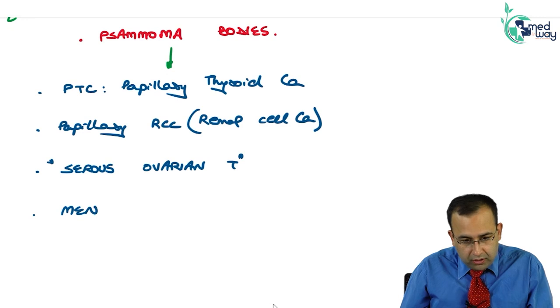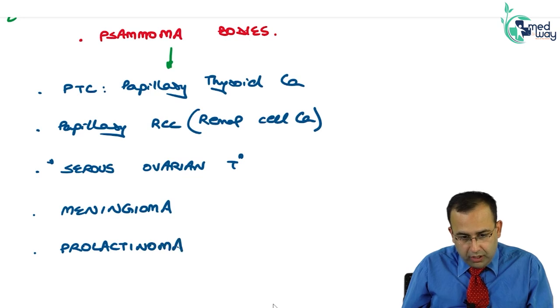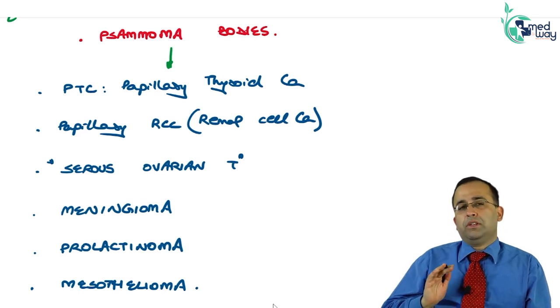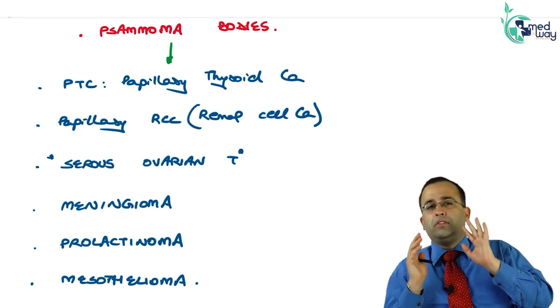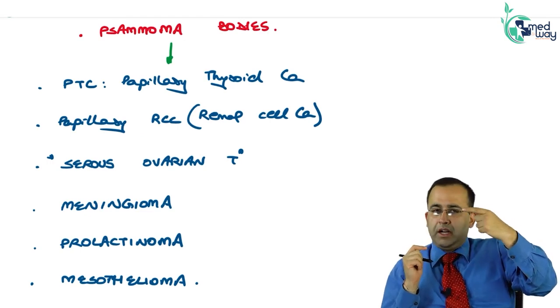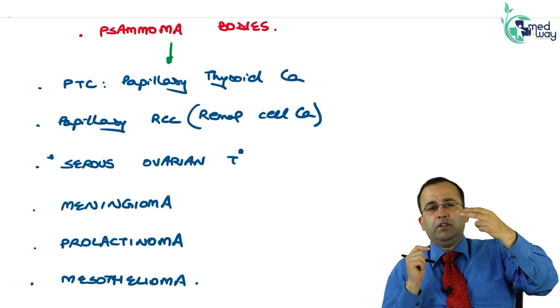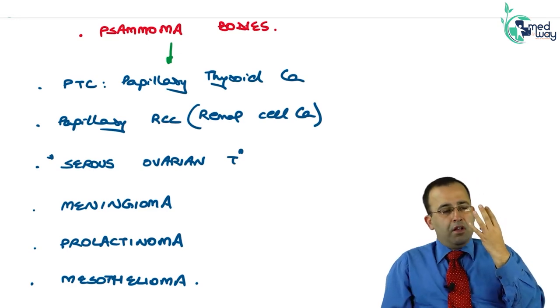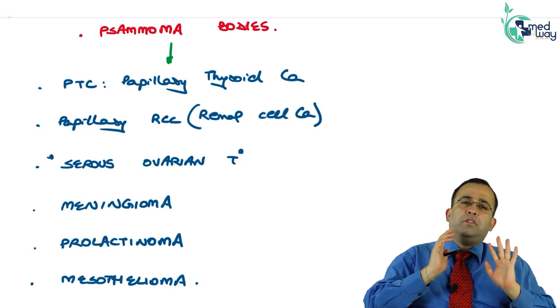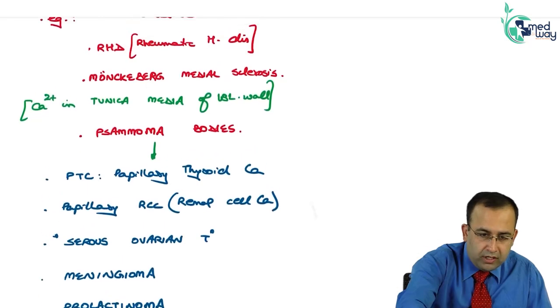Next, meningioma, which CNS tumor? Meningioma, prolactinoma, and mesothelioma. These are the 6 tumors associated with psammoma bodies: PTC, papillary thyroid carcinoma, papillary renal cell carcinoma, serous ovarian tumors. Please note, mucinous is not included. Serous ovarian tumors, meningioma, mesothelioma and prolactinoma. These are your examples of dystrophic calcification.